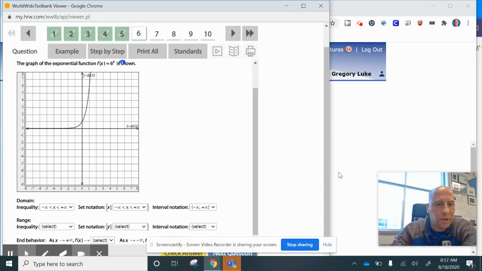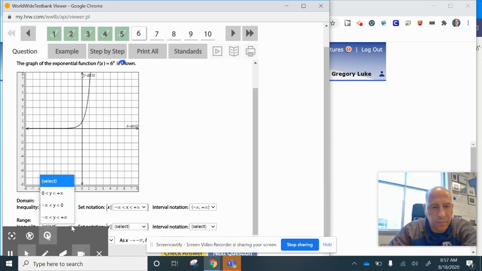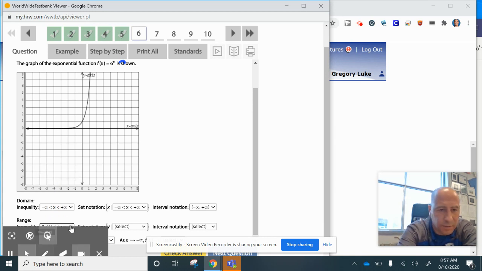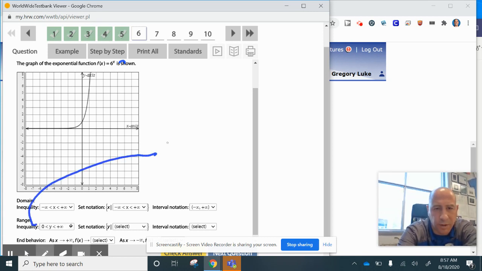Now range, that line looks like it's included, but it's not. So the range is, it's really going to drive me crazy that they're using this notation, but it's greater than 0 and going to infinity. And again, I would argue that that's poorly written. This should be written as y greater than 0.